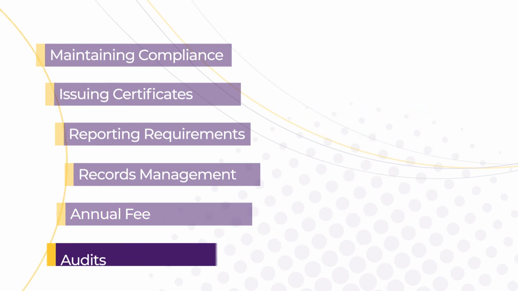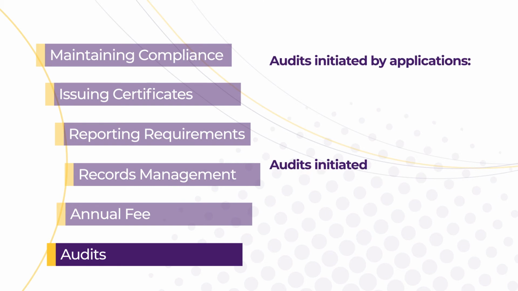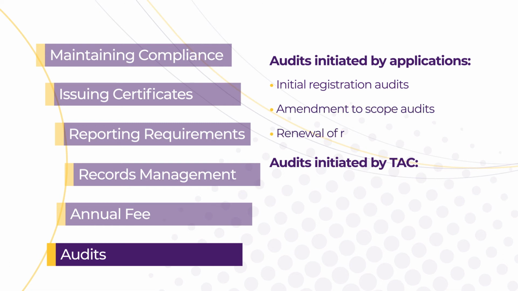One of the tools utilised by VET regulators to monitor an RTO's compliance with the standards is to undertake audits. There are two categories of audits, those resulting from applications and those initiated by TAC. Audits resulting from applications are the result of applications from providers and include initial registration audits, amendment to scope audits, renewal of registration audits. When an application is received, TAC will conduct a risk assessment to determine whether an audit is necessary in line with the TAC risk framework and regulatory strategy.